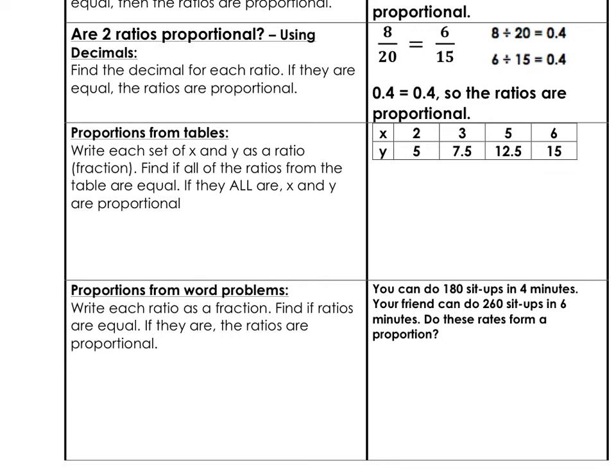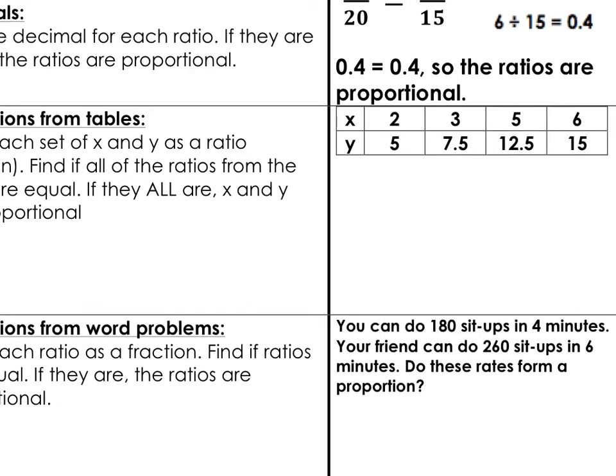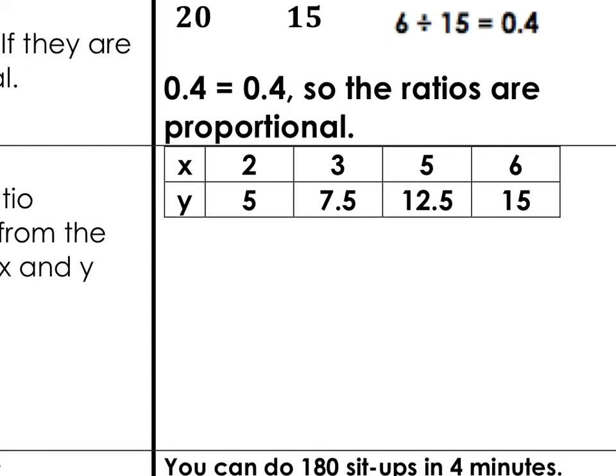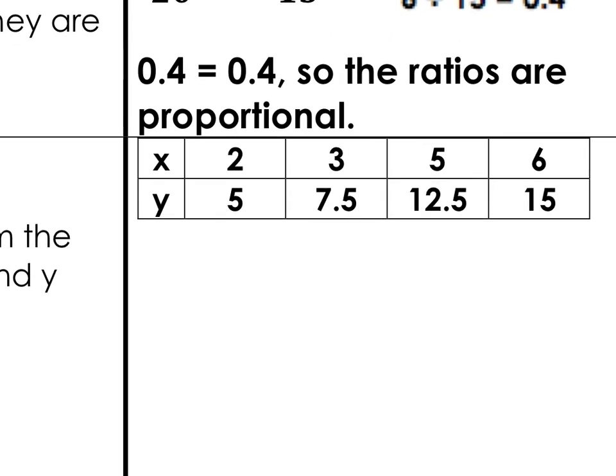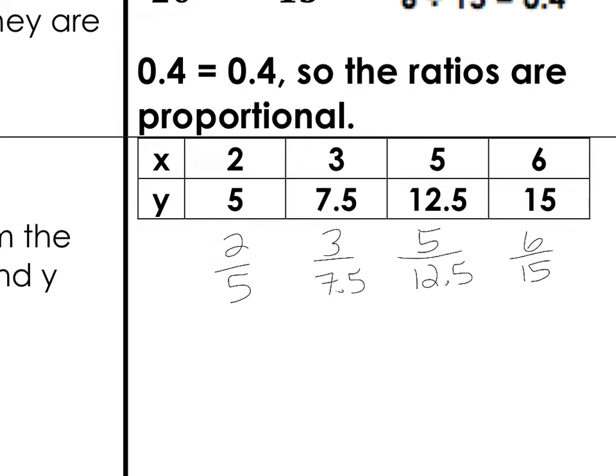Really, all you have to do is write them as fractions. So I'm going to take this and I'll write them as fractions. So I'm going to do like 2/5, 3 over 7.5, 5 over 12.5, and 6 over 15. If you're doing it from a table, all of them have to be equal, okay?